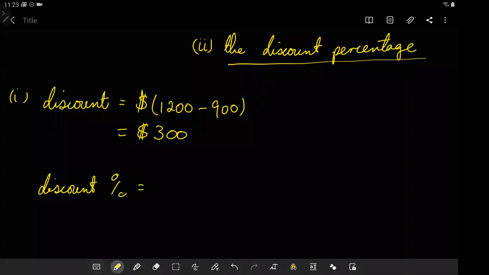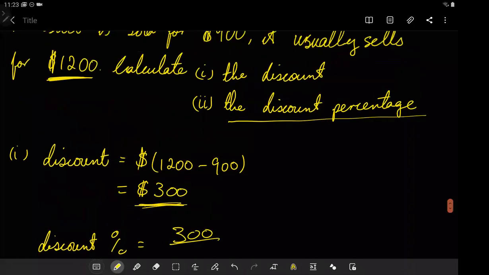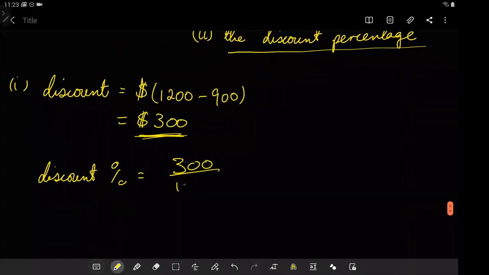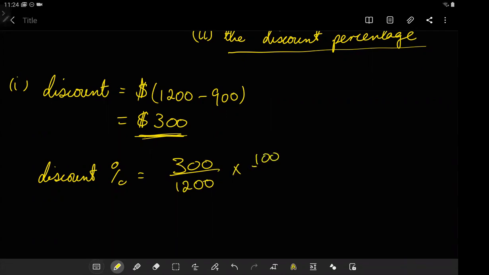So the discount percentage is equal to the discount value, which is 300, divided by the total amount, which is 1200, multiplied by what? How do I change this fraction to a percentage? Multiply by 100 over 1. Then we could cancel down some things.